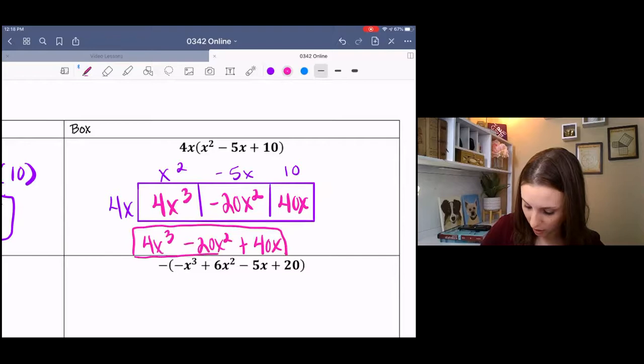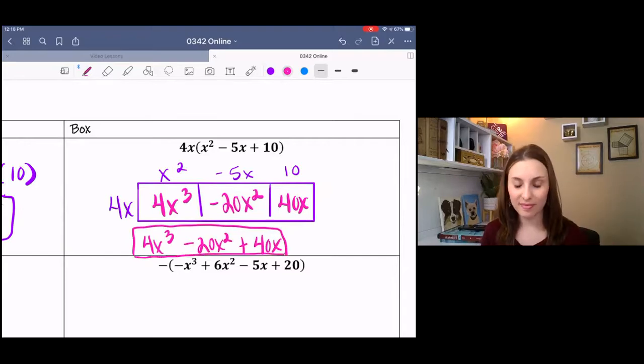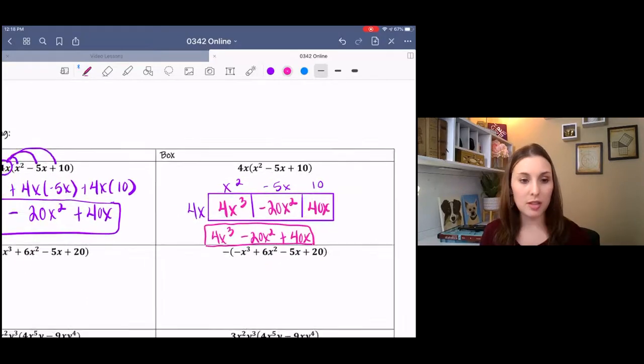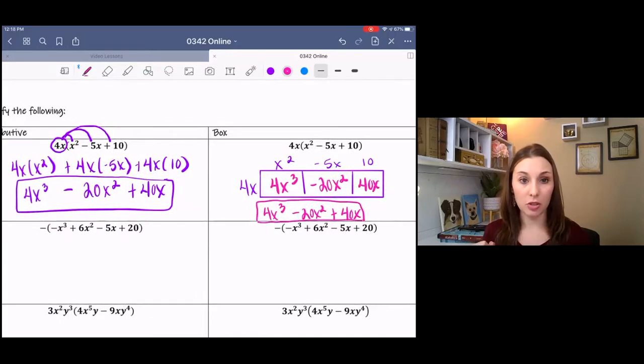And that's it. That's all you have to do. Isn't that nice? And you can see that in both methods, I got the same answer.